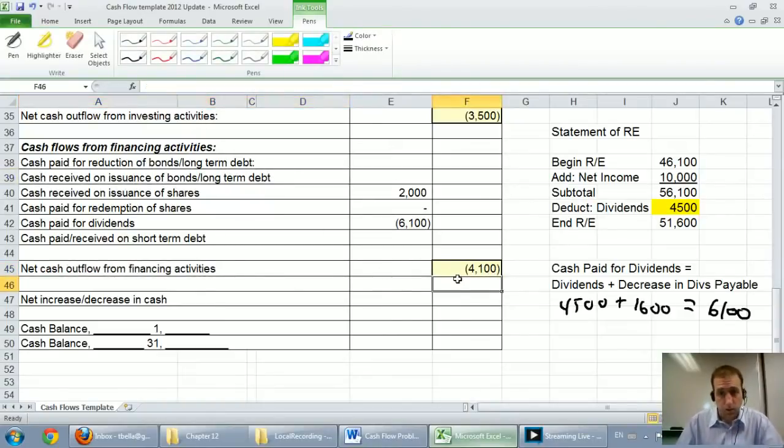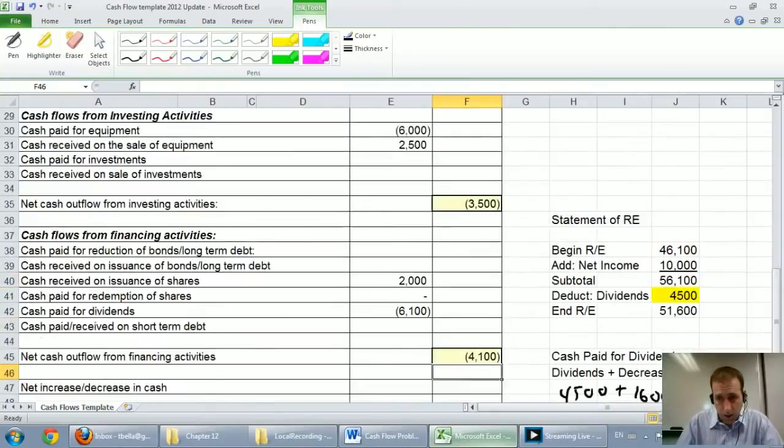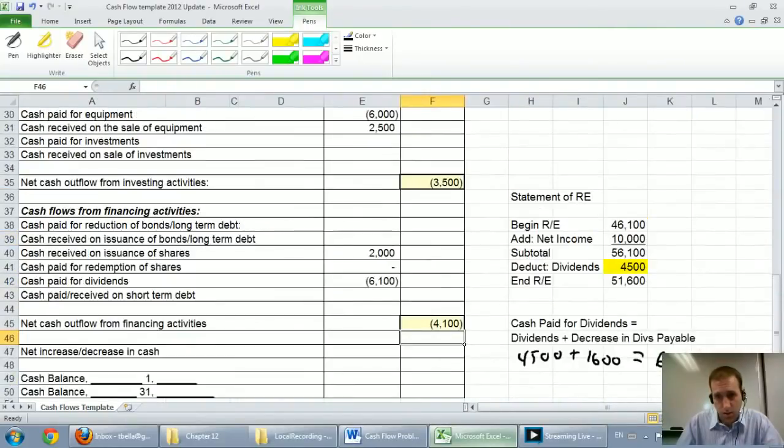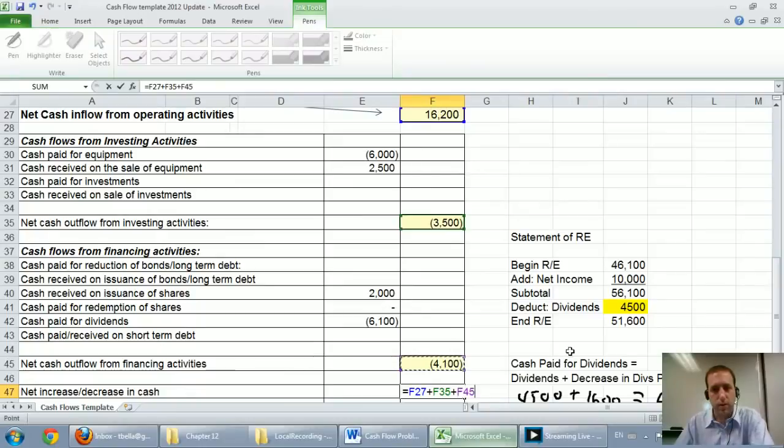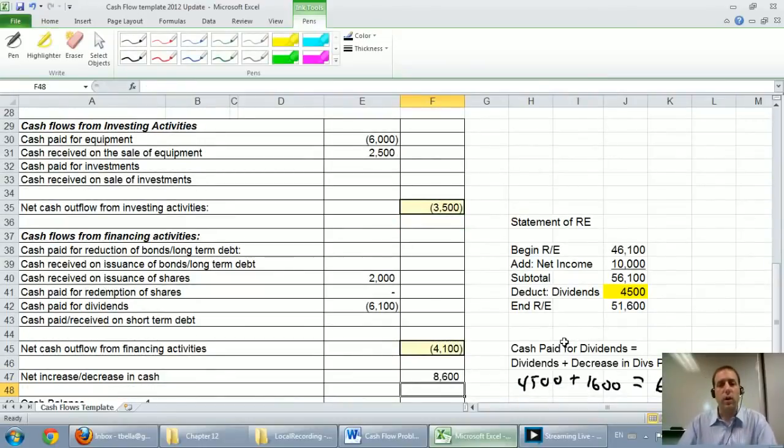Now the final thing we want to know is, did our cash go up or down? And how might I know that? Well, I could look at the balance sheet of cash, but that's not what I want to do. I want to say, okay, our operations generated $16,200 in cash. Our investing activities, we spent $3,500 net on equipment. Our financing activities, we paid $4,100 out the door. So overall, $16,200 minus the $3,500 minus the $4,100. Overall, cash went up by $8,600 according to my calculations here.